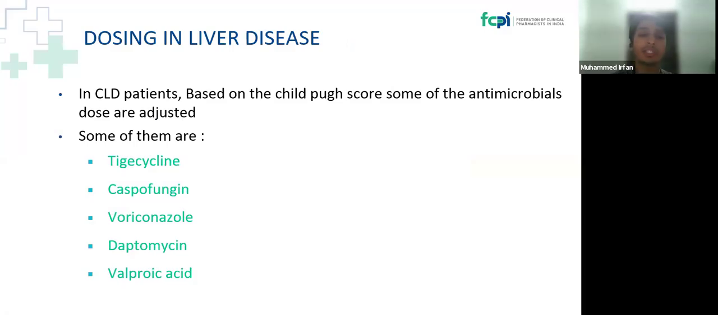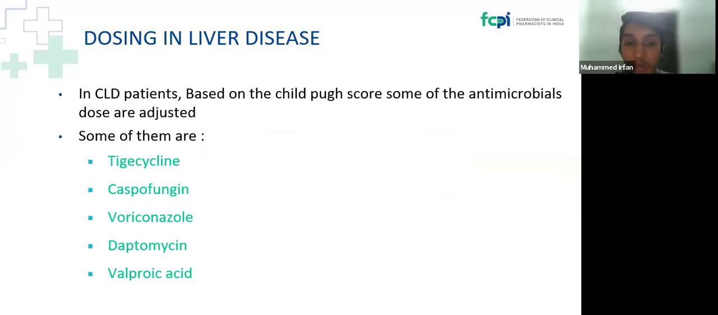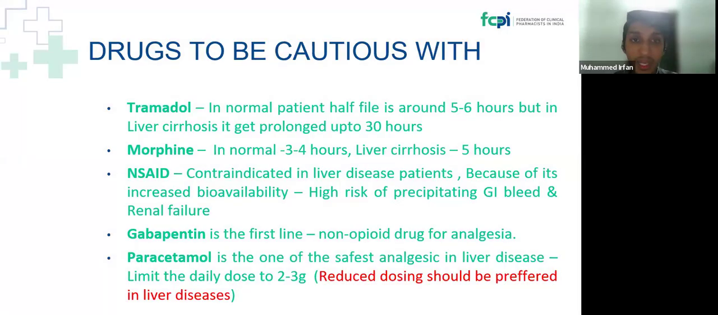And for dosing in liver disease, in CLD patients based on the Child-Pugh score, the dose of some antimicrobials should be adjusted. Some of them are tigecycline, caspofungin, which I have said earlier, voriconazole, daptomycin, and valproic acid. Sorry, valproic acid is not an antimicrobial; it's an anti-epileptic medication. It should also be adjusted. And a drug we should be cautious with is tramadol.